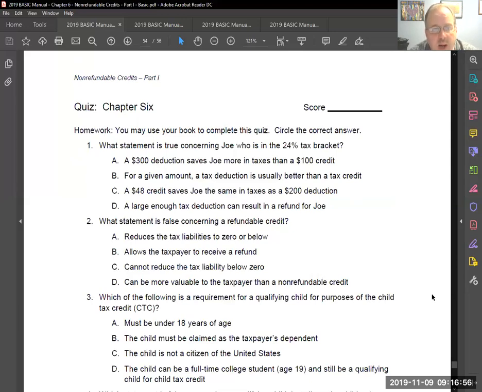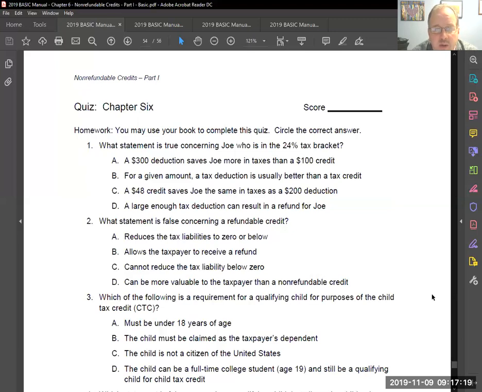Okay. First question: what statement is true concerning Joe, who is in the 24% tax bracket? This goes back to when we began talking about credits and deductions. And the answer is C: a $48 credit saves Joe the same in taxes as a $200 deduction.